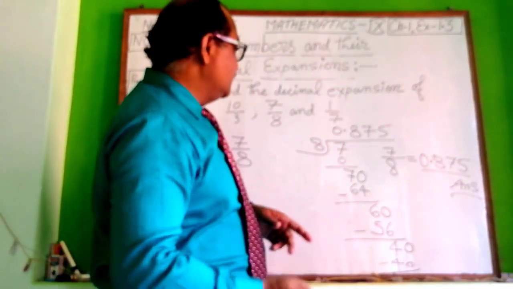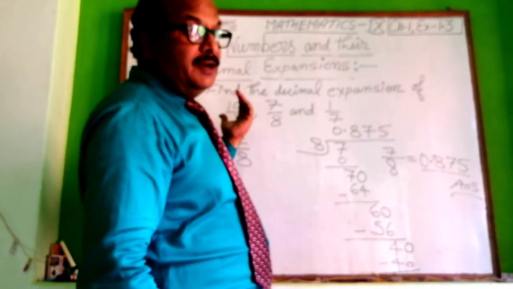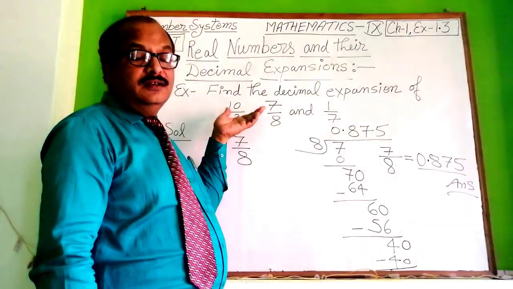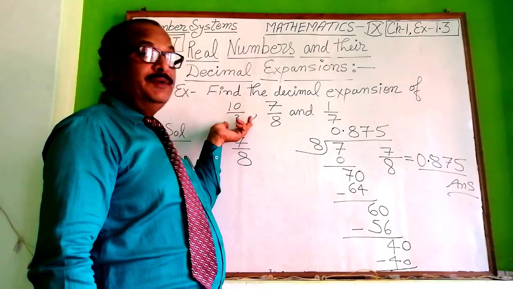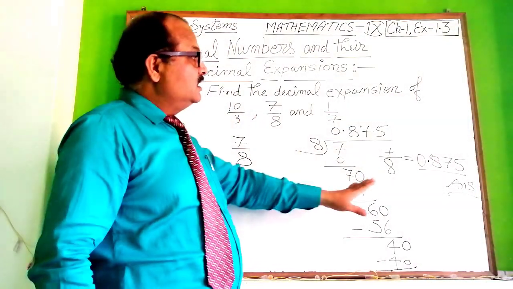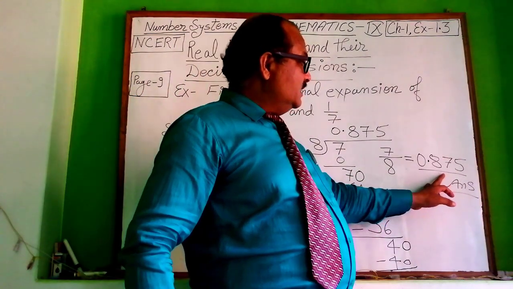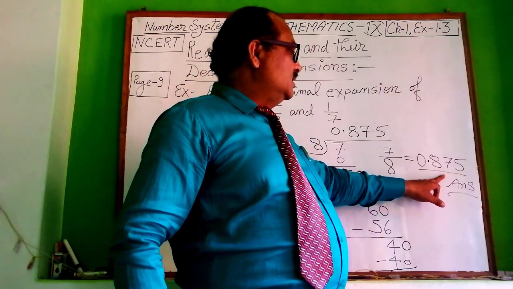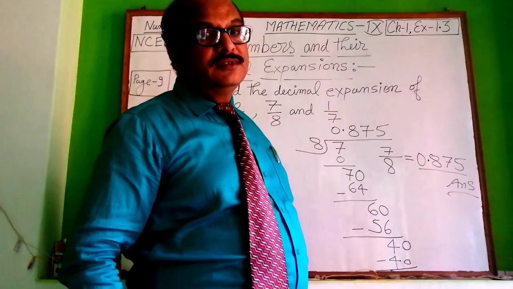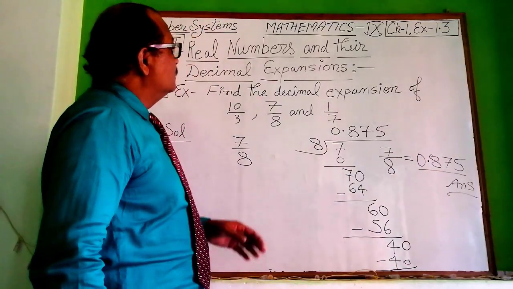So just see, the previous number you have seen, that number is a non-terminating repeating decimal. But in this case we are getting its decimal expansion terminating. So this is your answer of this second one.